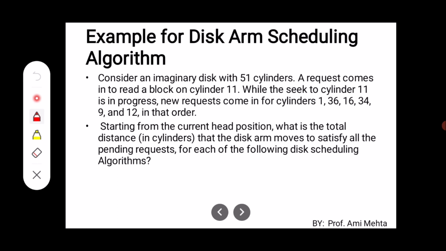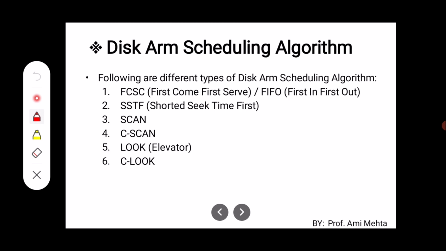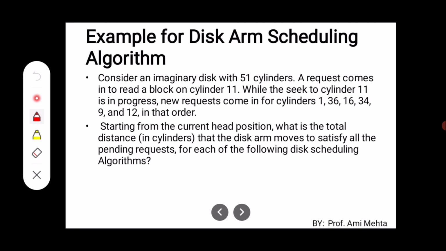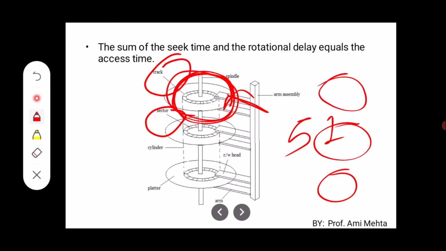Let us discuss one example for the disk arm scheduling algorithm. Now we have to consider an imaginary disk with 51 cylinders. A request comes in to read a block on cylinder 11. So for example, some read operation is required on cylinder number 11. There are total 51 cylinders.